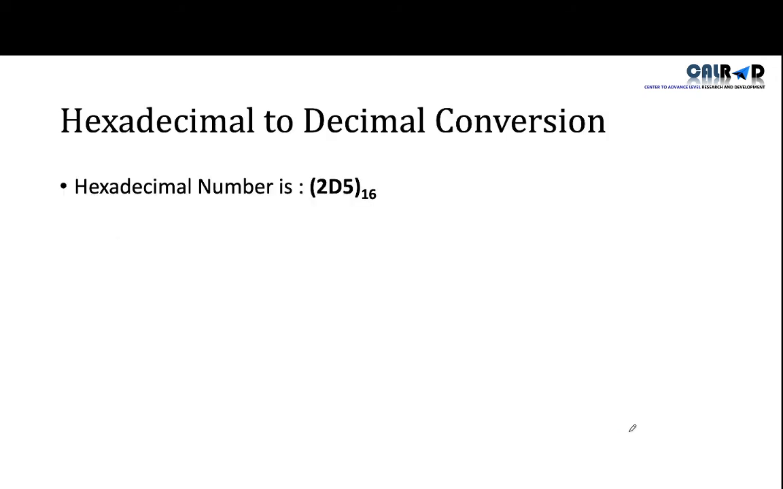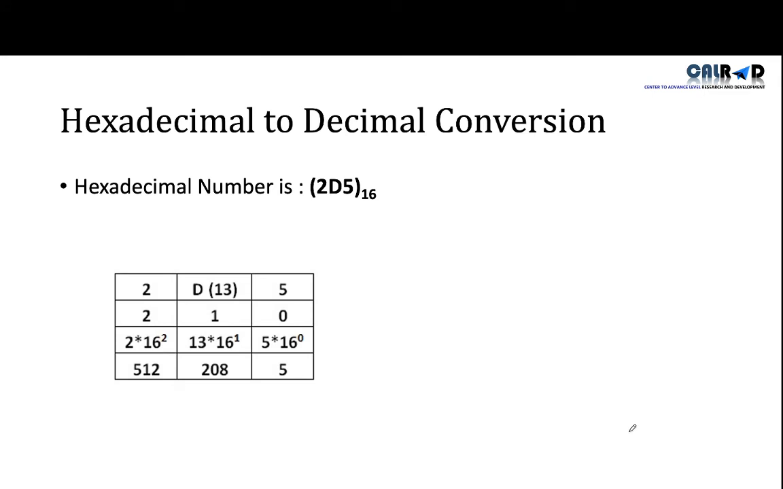Now we have to do the hexadecimal to decimal conversion. First we did binary to decimal, then octal to decimal, and now hexadecimal to decimal. The process or the procedure will be the same. How? The first step is to write down the number 2D5, where D represents 13. The second one is counting 0, 1, 2. The third one is 5 into 16 with the power 0.